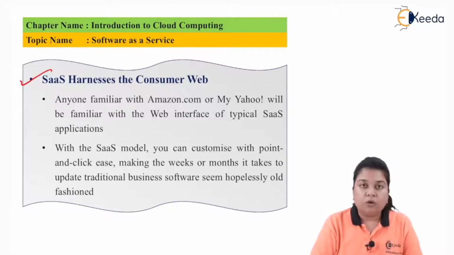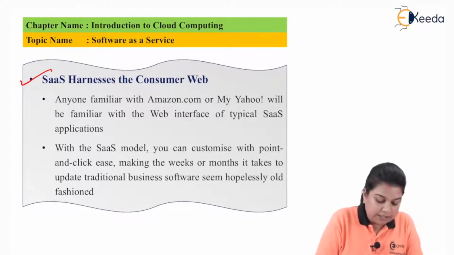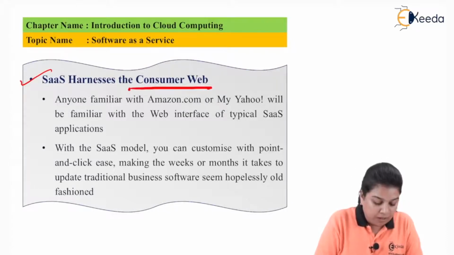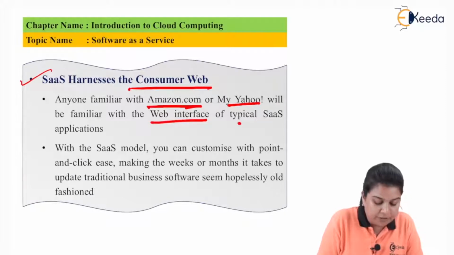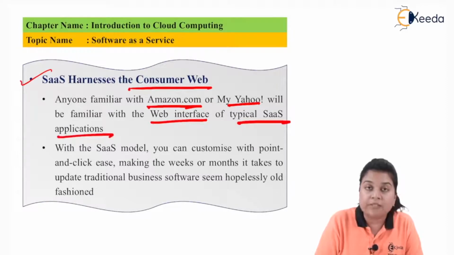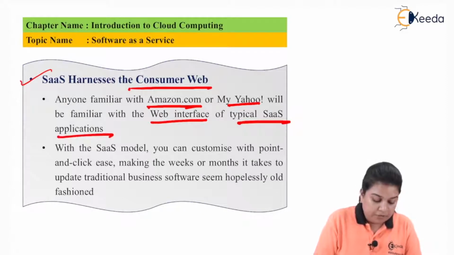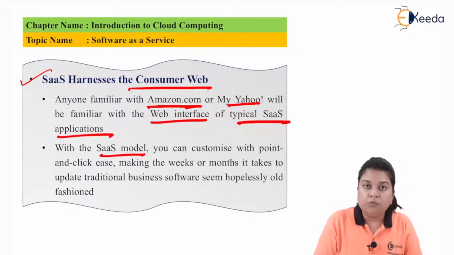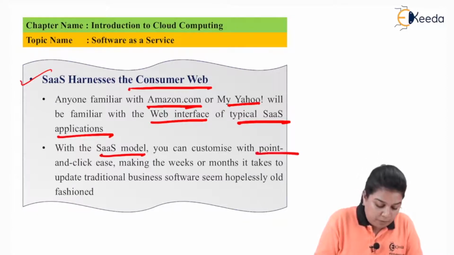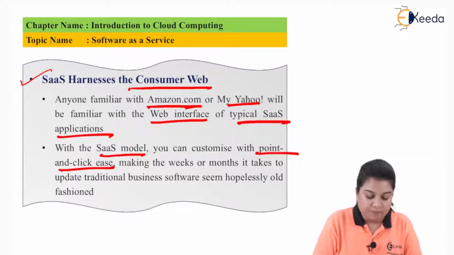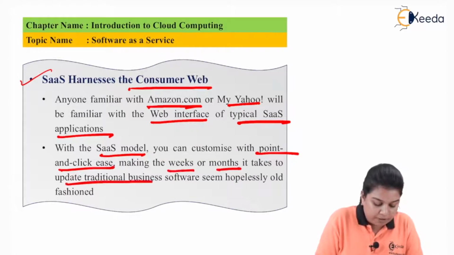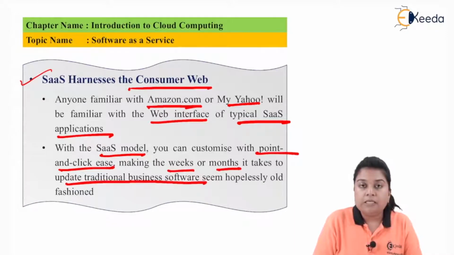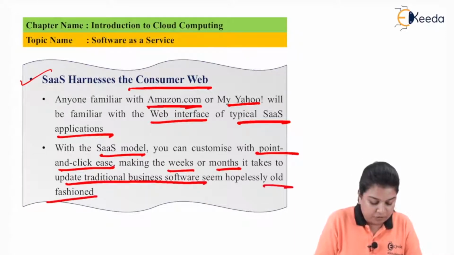Next is software as a service harnessing the consumer web. Anyone familiar with Amazon.com or My Yahoo will be familiar with the web interface of a typical software as a service application. With the software as a service model, you can customize with point and click ease, making the weeks or months it takes to update traditional business software seem hopelessly old-fashioned.